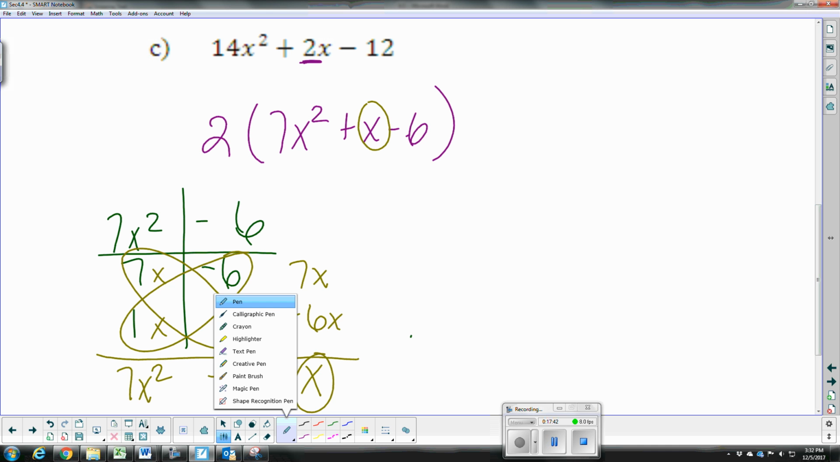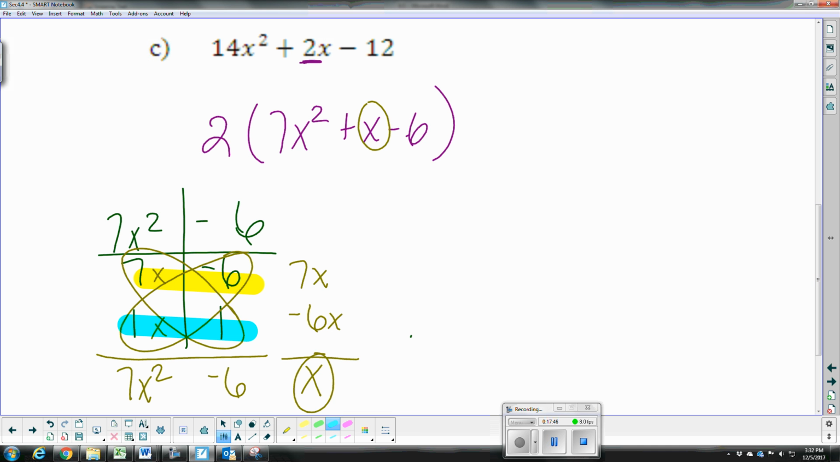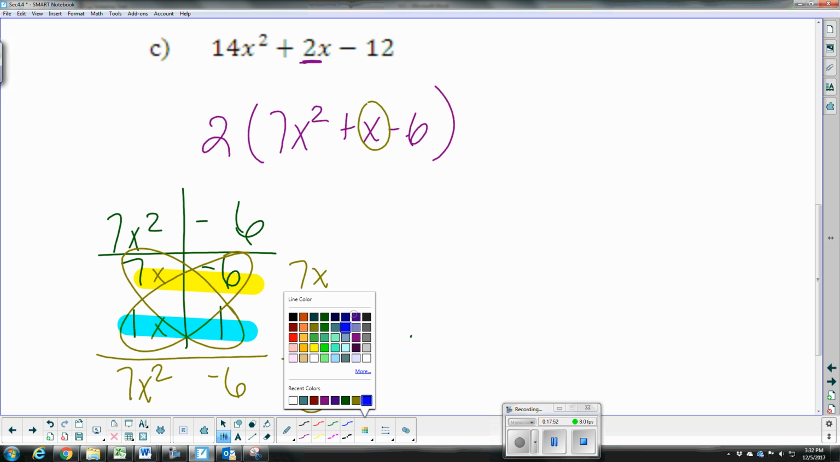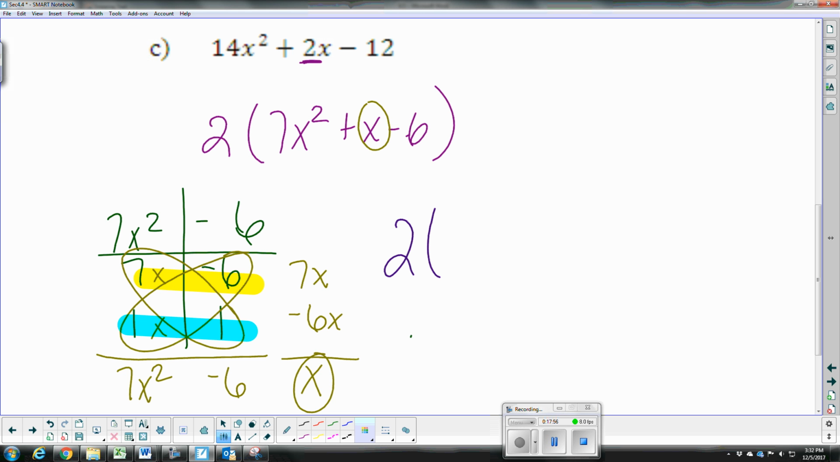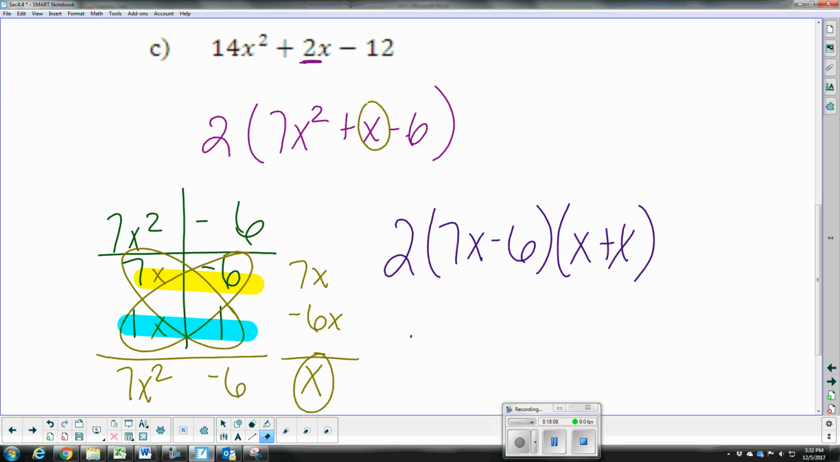So now this is going to be my first group. And this is going to be my second group. So now writing this out in factored form. Don't forget about your 2. So it's 2 times 7x minus 6 times x plus 1.